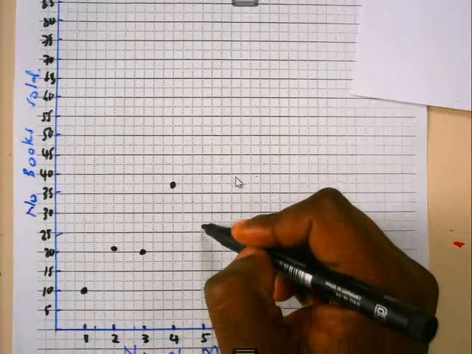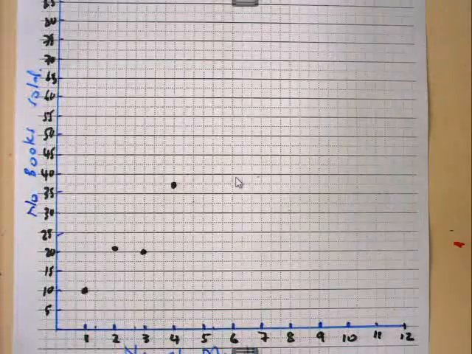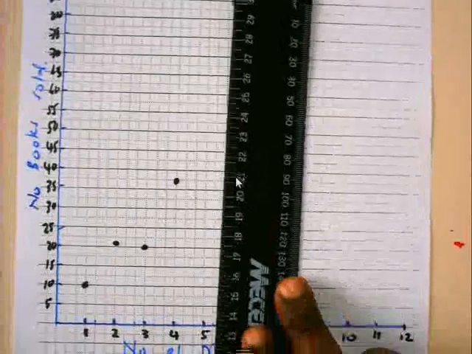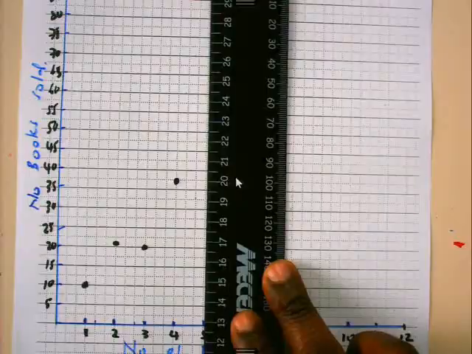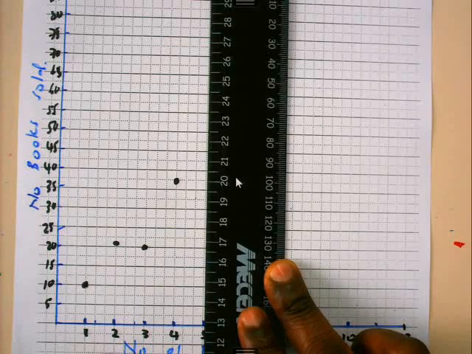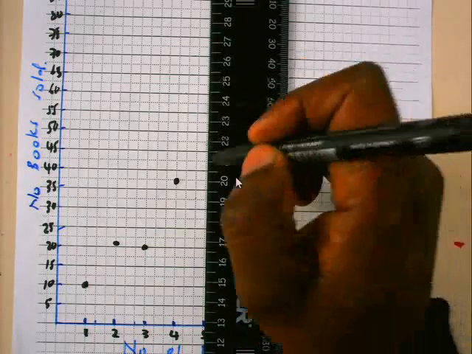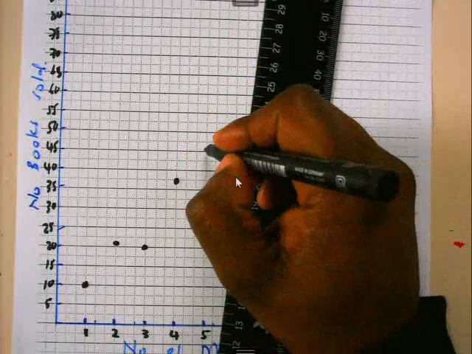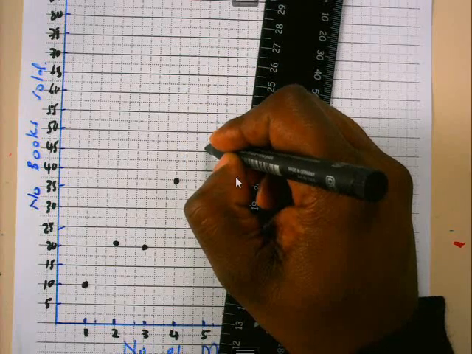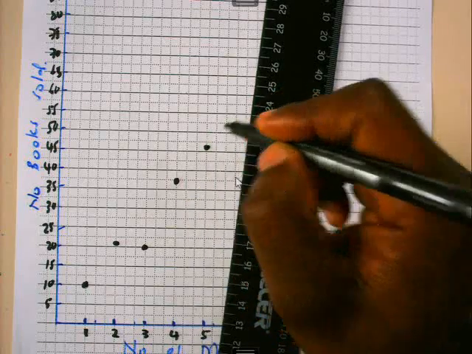The fifth month is 46. Fifth is 46. There we are. Maybe I should use a ruler so that I'm very accurate. The fifth month, can you see the ruler makes things much easier for me now? Month number 5 is 46. Here is 45, so 46 is just a little above 45. Do you agree with that?